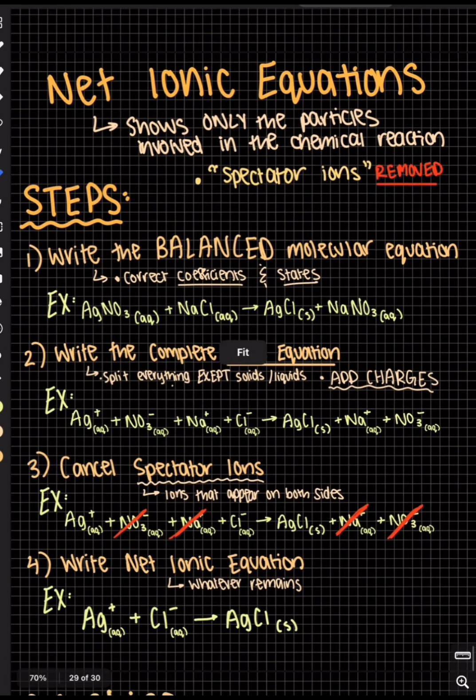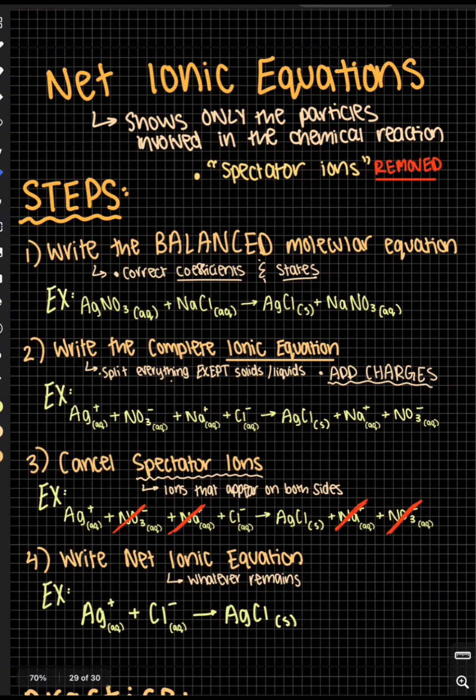And let's go over how to write a net ionic equation. So I've listed out the steps here for you. Step number 1, you need to write the balanced molecular equation. So you need to write a normal molecular equation with the correct coefficients and the correct states. That's the most important part, is that you have the states and the coefficients. And if you don't know how to write the correct states, well, then you have to go over solubility rules, which might be in a different video.